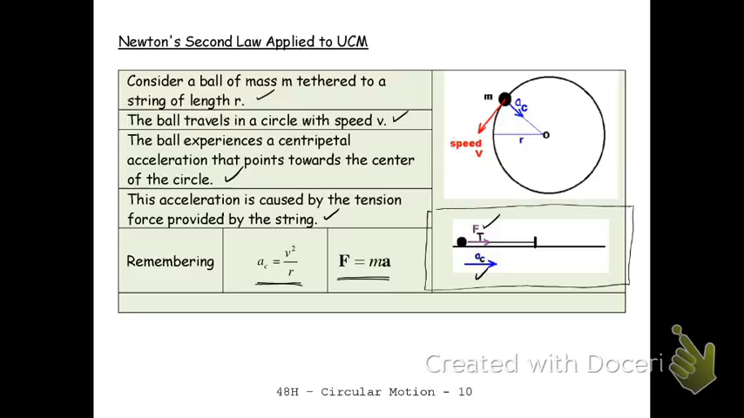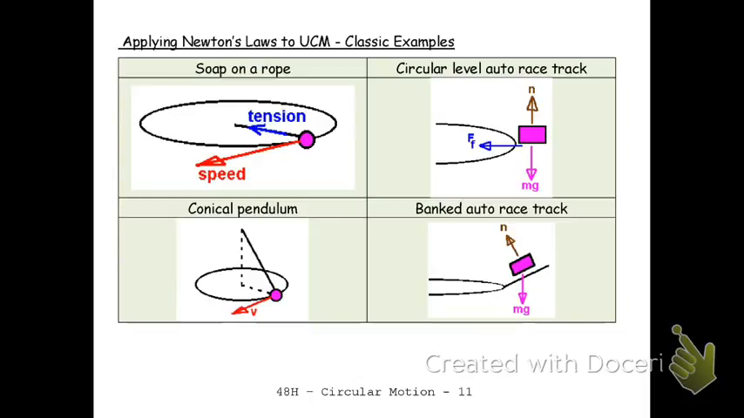So, four possible situations: soap on a rope.